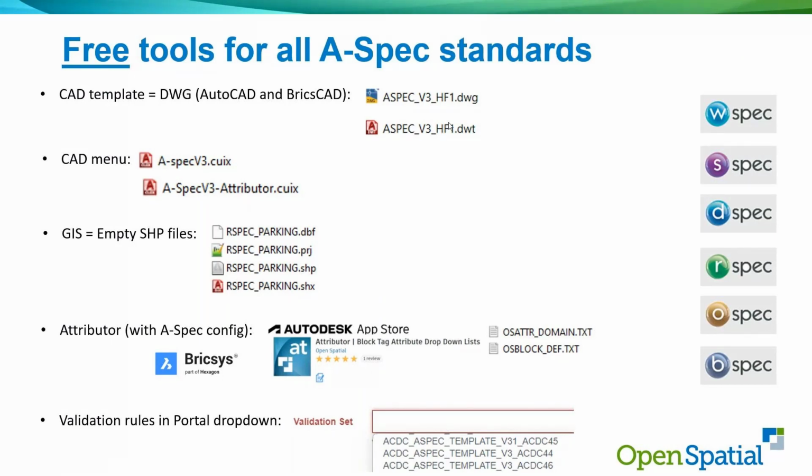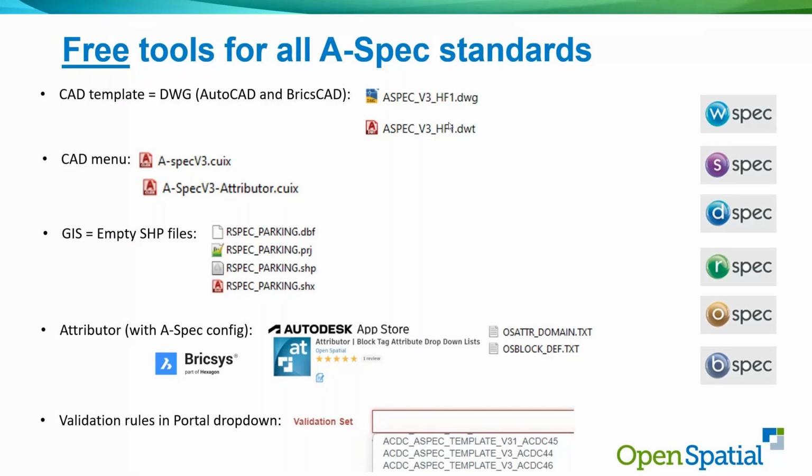We then make CAD menus available so that when you go and capture the data, it will populate that information for you. We also make a set of empty shapefiles available, to conform to the standard and the configuration that we have. And then within Attributor, both on the Autodesk App Store and the BricsCAD App Store, you can go and download the Attributor plugin, and you can then also get the configuration for A-SPEC. So there are domain values and block definition text files, or ATR files, that we make available to the organization, so the asset owner, and they will also then make it available for you.